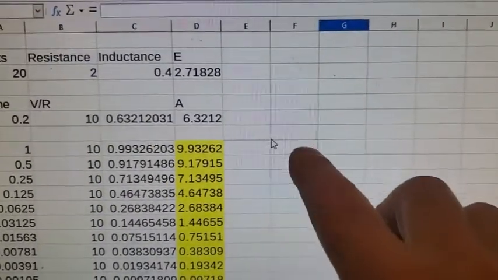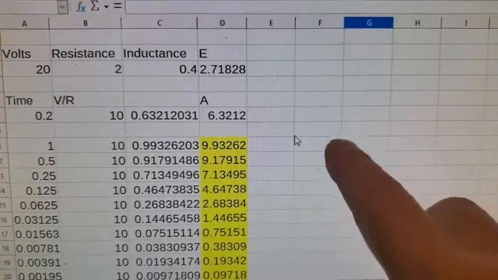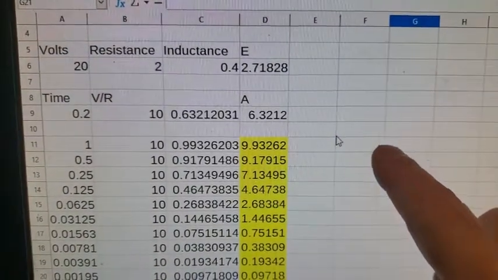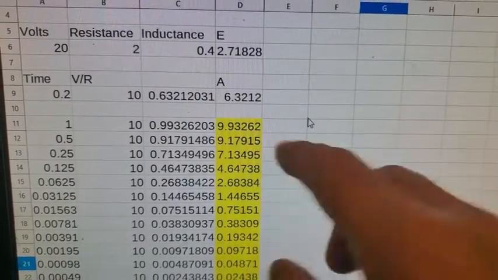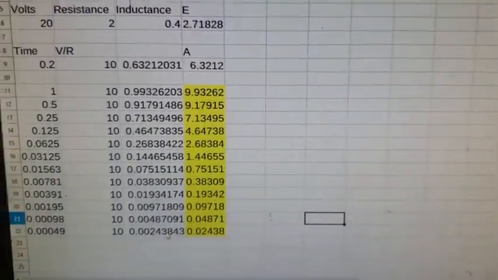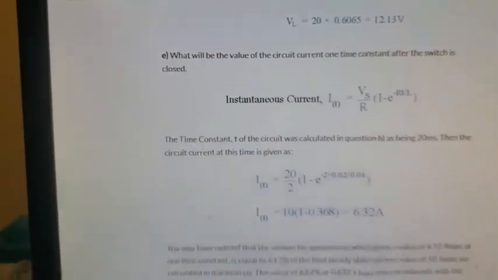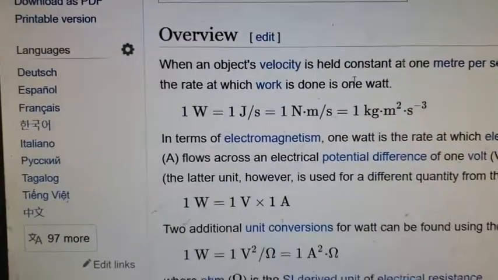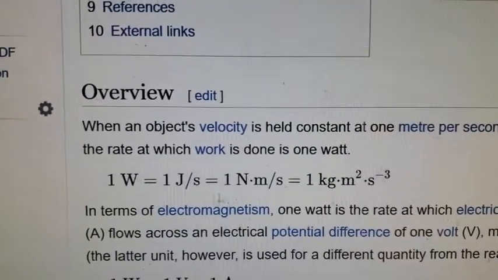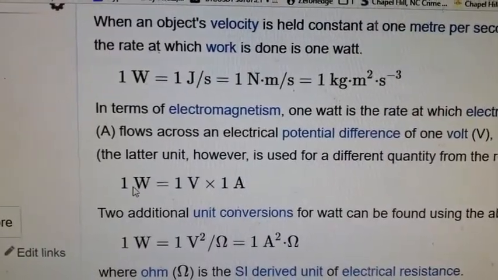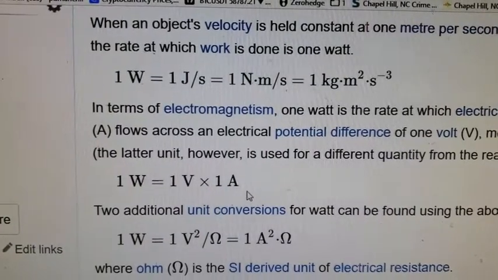So the next part we want to look at is how many watts we expended to achieve this particular amp flow. Well, first I guess we should review what a watt is. A watt is a unit of work, 1 joule per second, and it's also 1 volt times 1 amp.